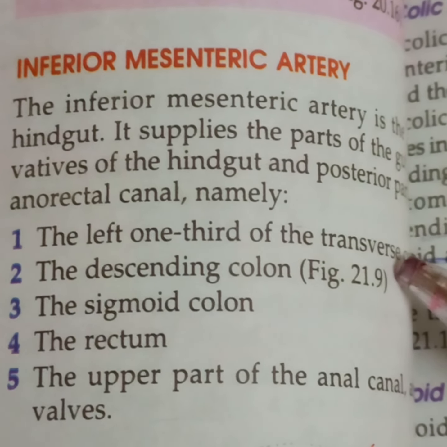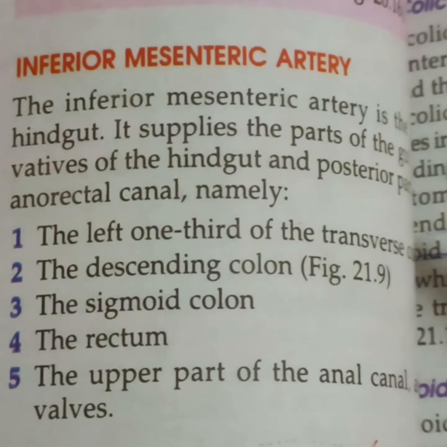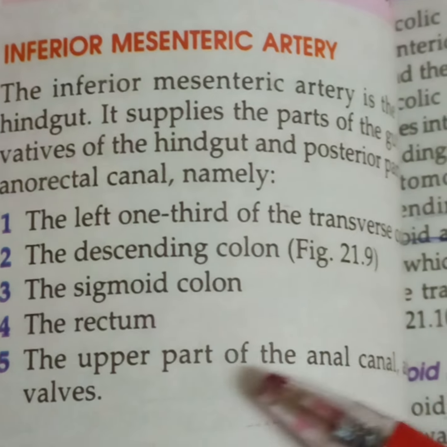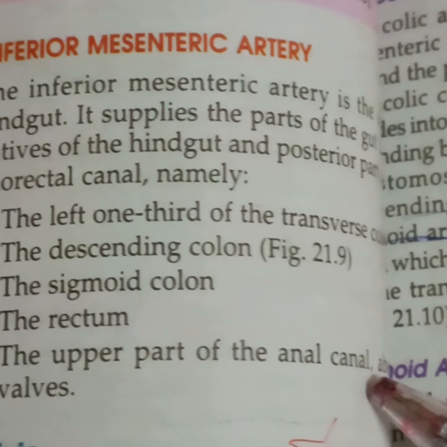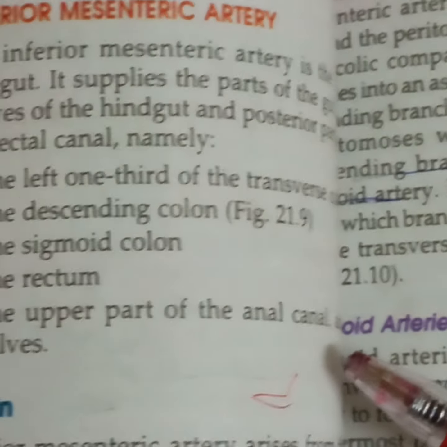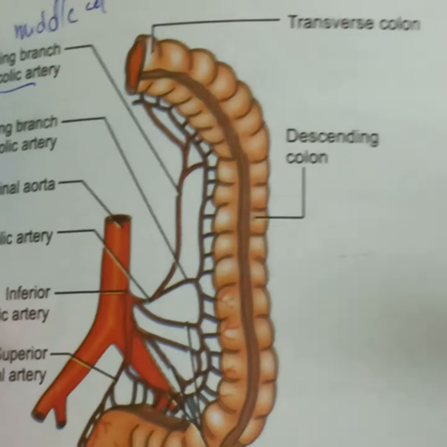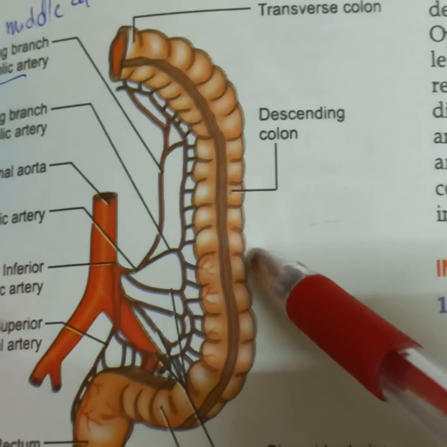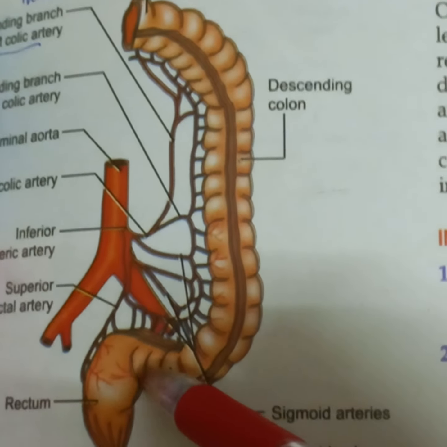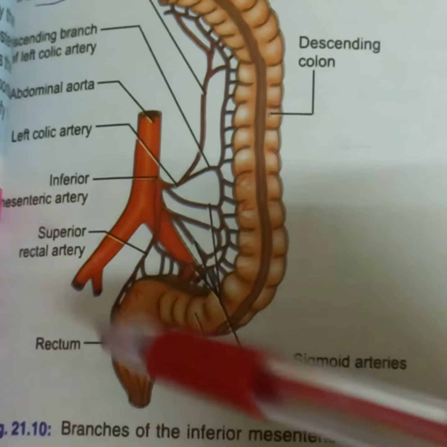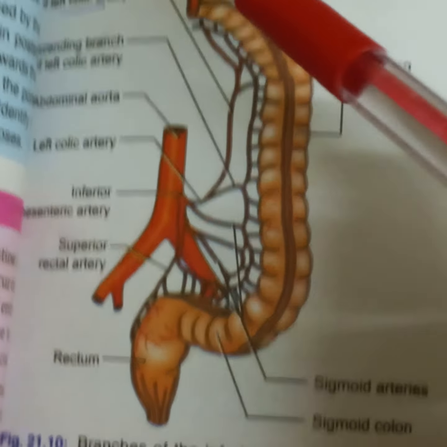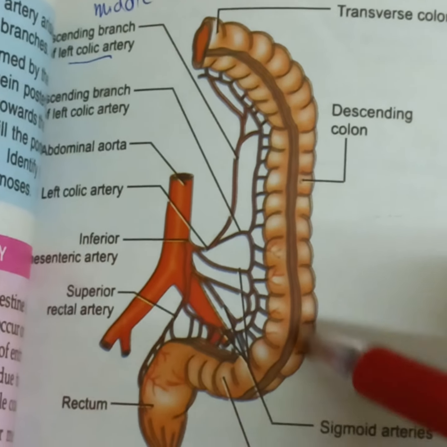The hindgut includes the left one-third of the transverse colon, the descending colon, the sigmoid colon, the rectum, and the upper part of the anal canal, up to the valves. This whole constitutes the hindgut.